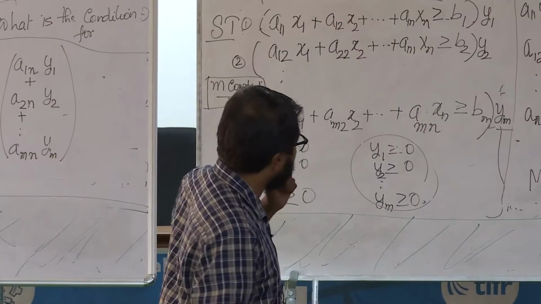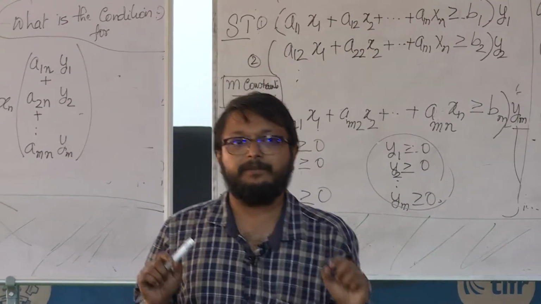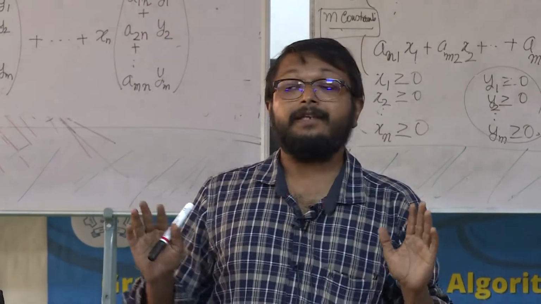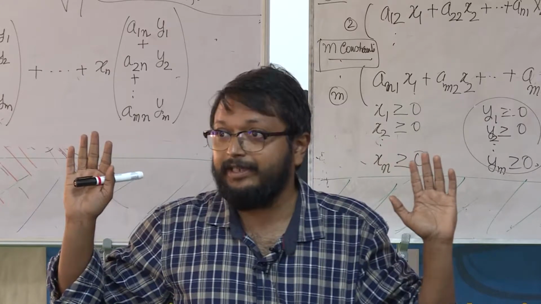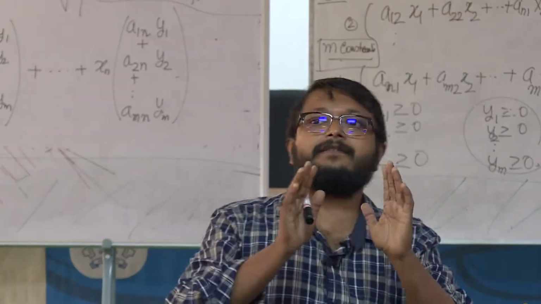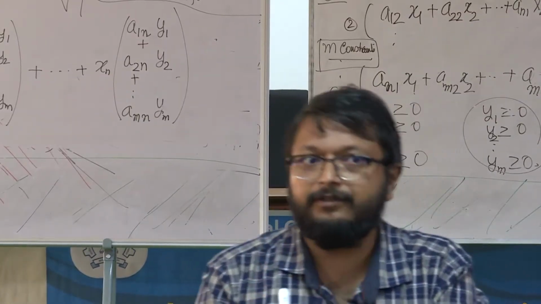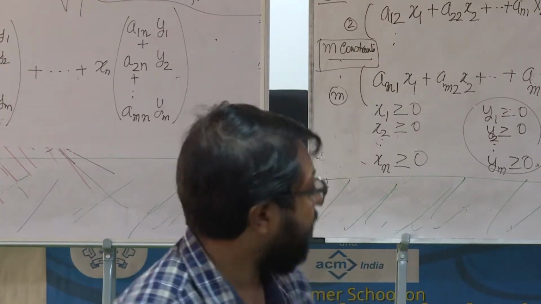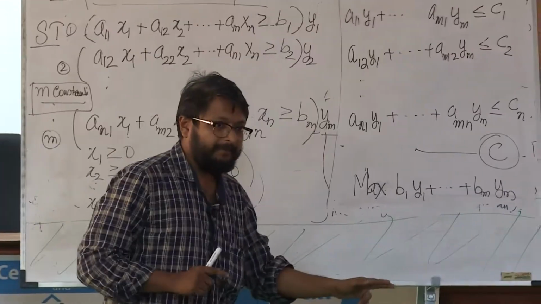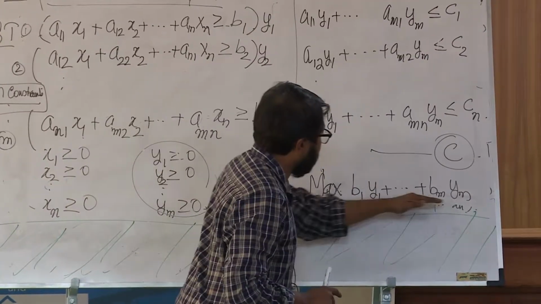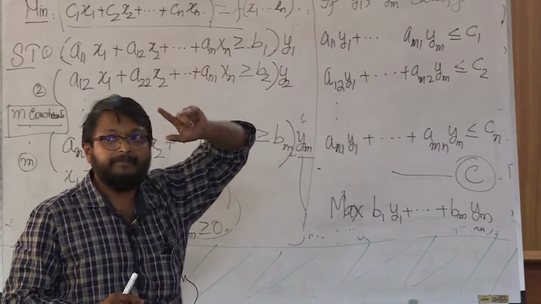Now, there is what is known as the strong duality theorem of linear programming, which tells us that there exists a solution. If you are not working with integral requirements, if you allow real numbers, there exists a solution. In fact, a rational solution will exist such that there is a value of x1 to xn and y1 to ym such that this value and this value are equal.